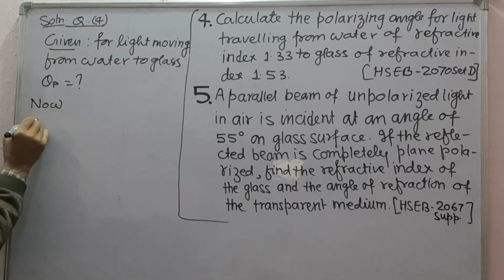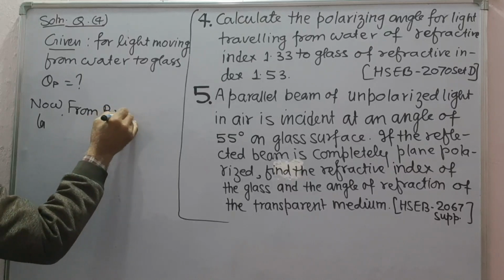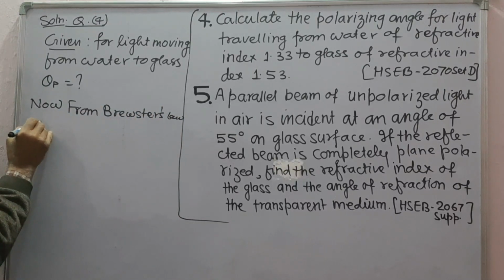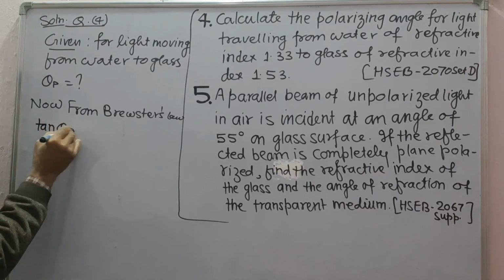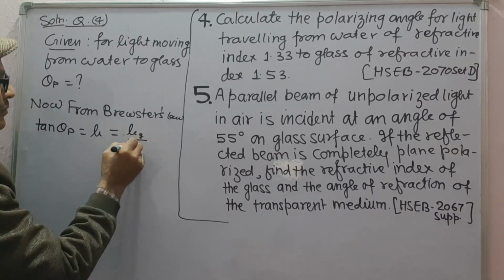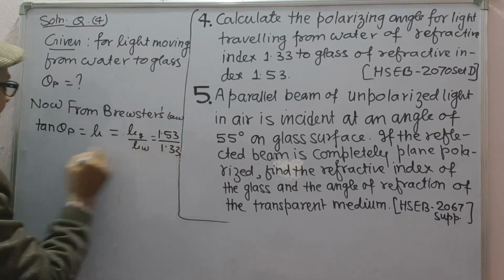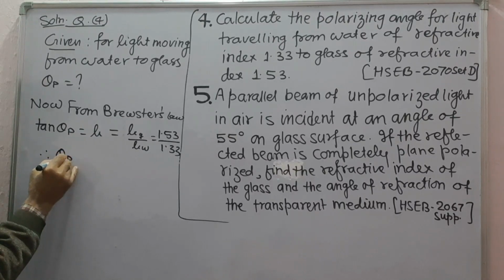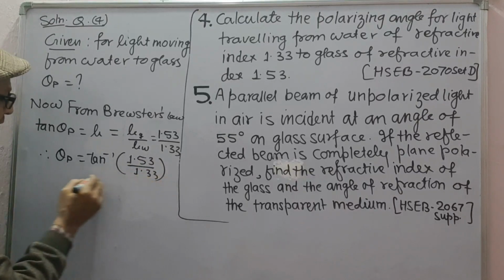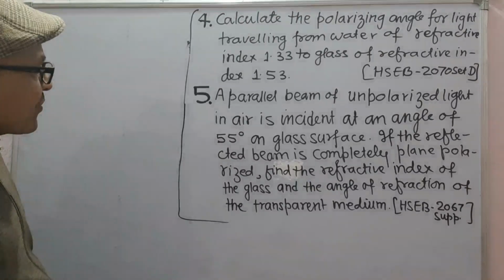Now, from Brewster's law, tan theta P is equal to the resultant mu, where mu is mu glass upon mu water, 1.53 upon 1.33. Therefore, theta P is equal to tan inverse of 1.53 upon 1.33, which is equal to 49 degrees.